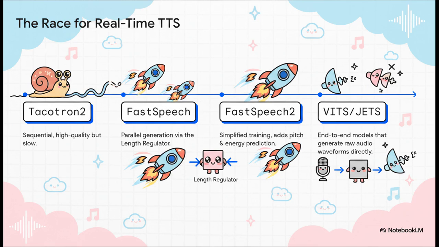This timeline really tells the whole story. You can see how quickly the field accelerated. We went from the slow, sequential world of Tacotron2 to the parallel breakthrough unlocked by the length regulator and FastSpeech. And now, the very latest models like VITS and JETS are trying to push it even further by generating the raw audio waveform directly, skipping that whole MEL spectrogram step entirely.